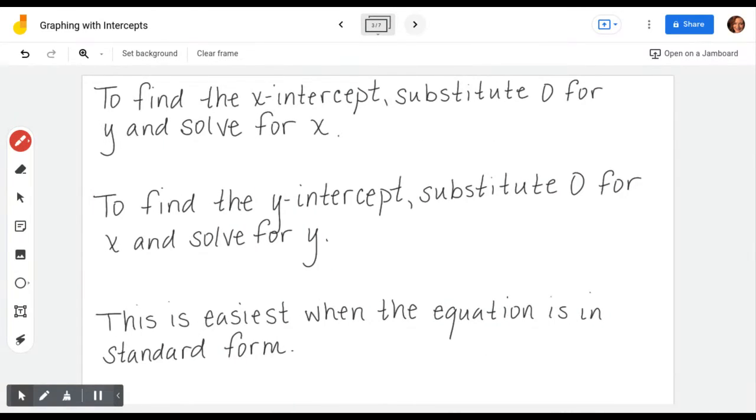So what we're going to do is plug a 0 in for one variable and solve for the other. This way is usually easiest when you have it in standard form. So that's what you'll see in these examples here. You'll have the x term plus or minus the y term equals your constant term.